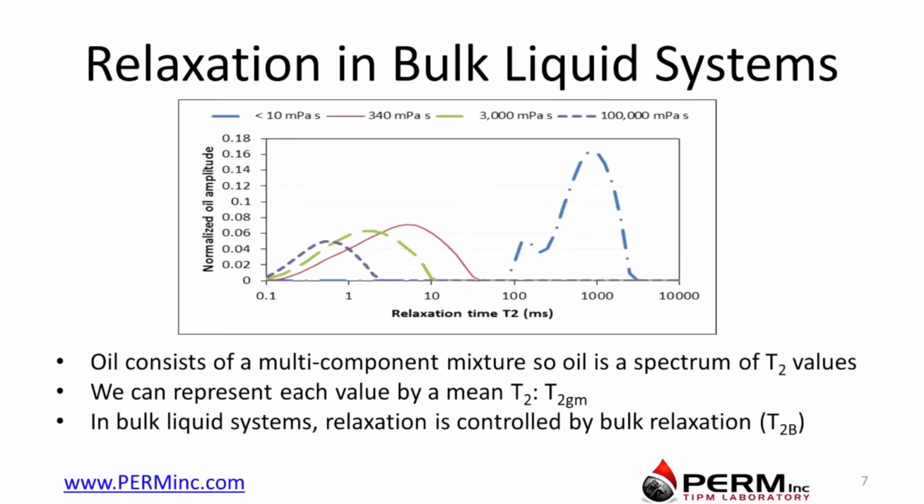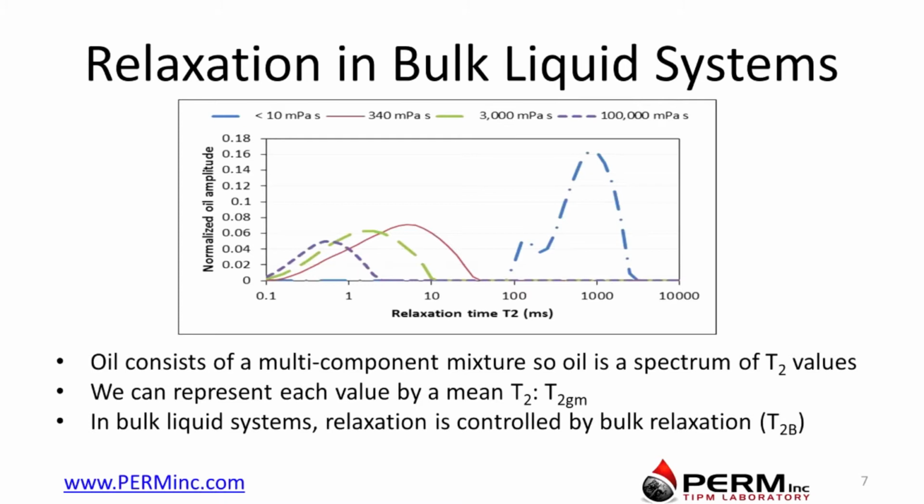So let's start with the simplest system, which is a bulk liquid system. What happens in an NMR measurement is that we start out with the hydrogen protons all lined up in the direction of the external magnetic field lines. And then at time equals 0 in an NMR measurement, we tip all the protons 90 degrees onto what we call the transverse plane. And the protons, when they come close to one another, they dephase and they lose their energy and they go back to their equilibrium position.